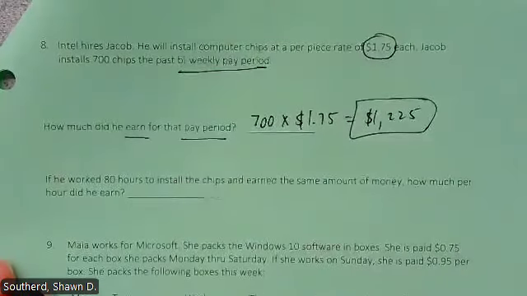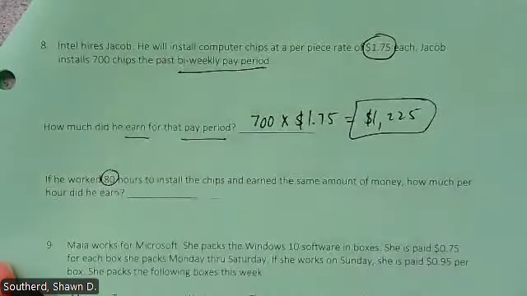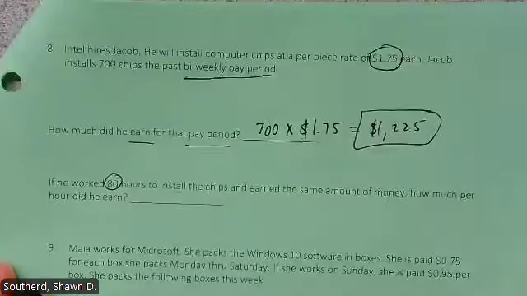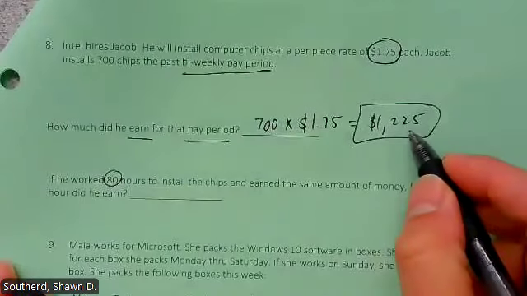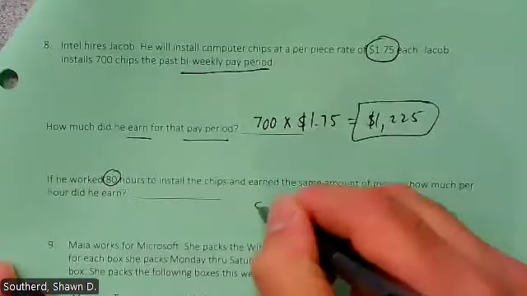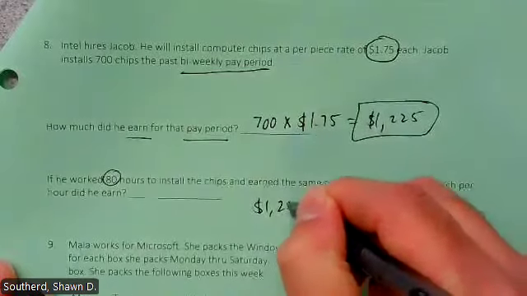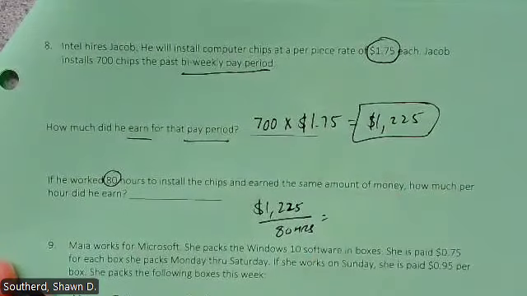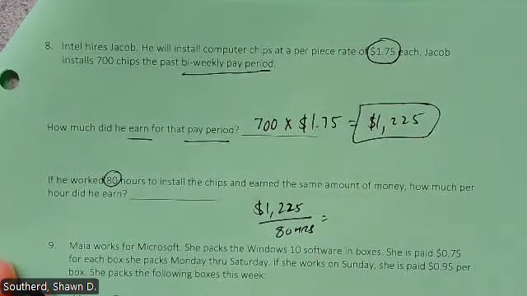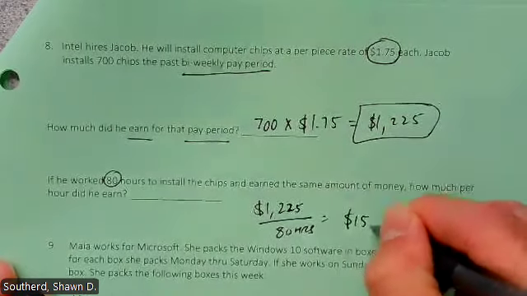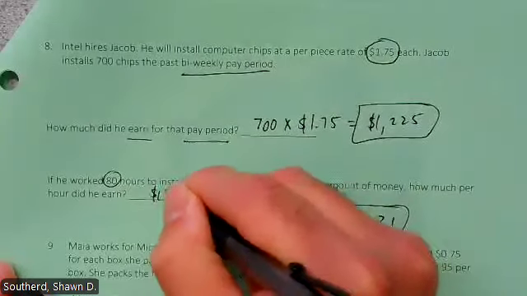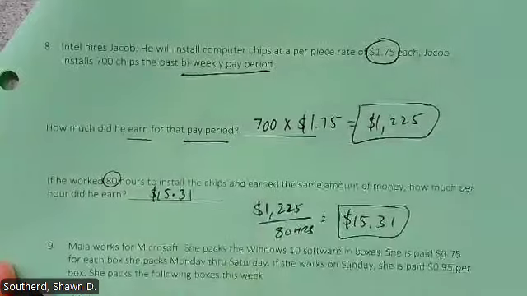Now let's say he worked 80 hours. Given that amount of money, how much per hour did he earn? Basically, take this dollar amount and divide it by 80 hours, and that'll give me his hourly rate. Because if you earned $1,225 over that 80-hour period, your hourly rate effectively comes out to be $15.31.